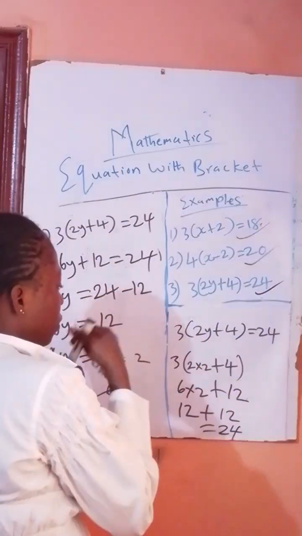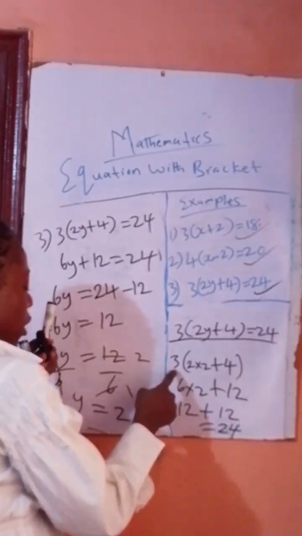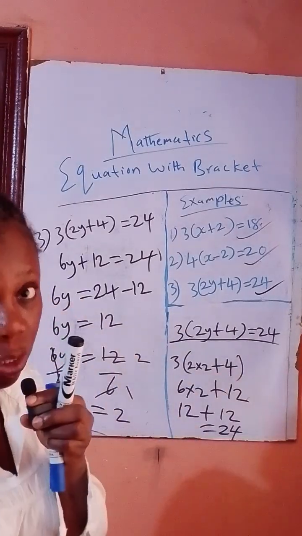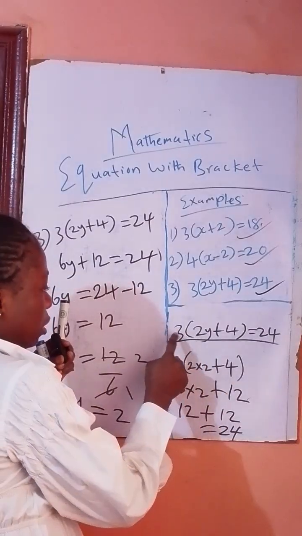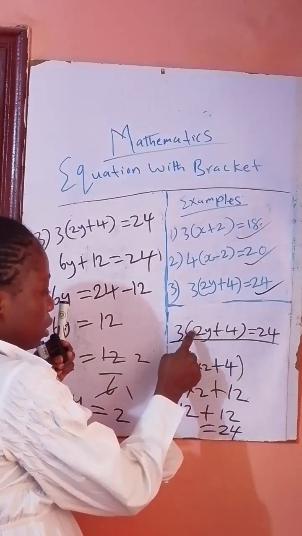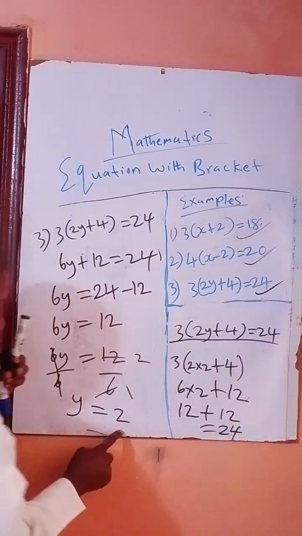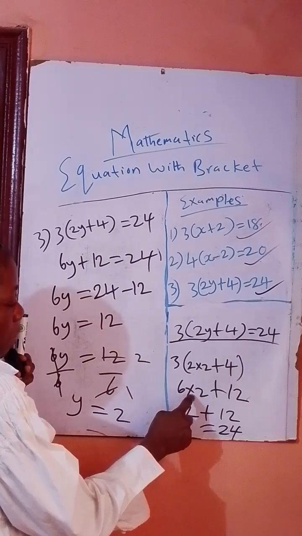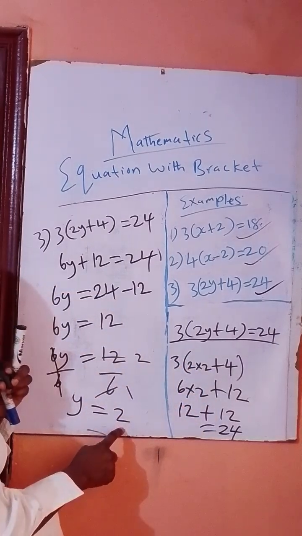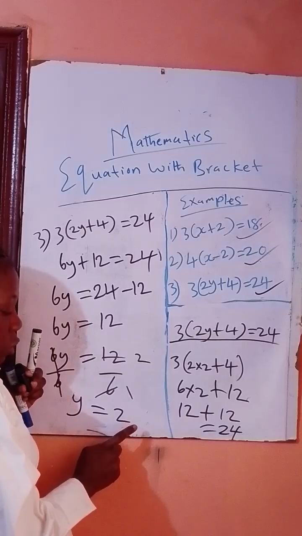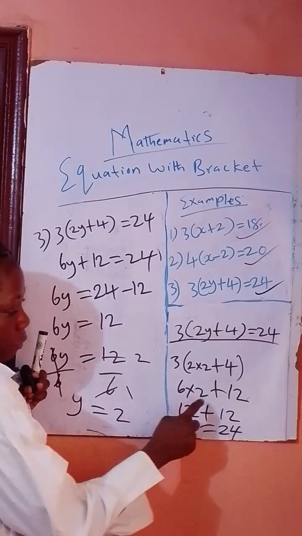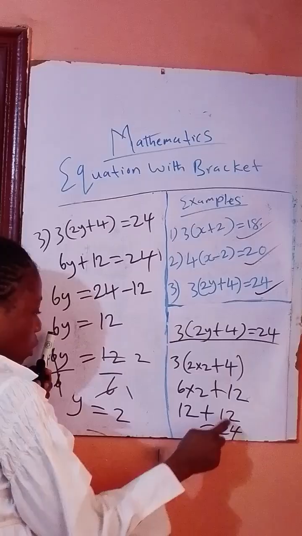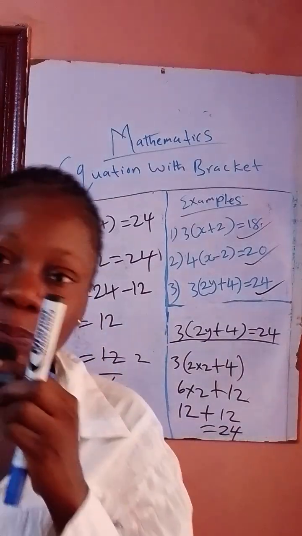This is our question. They gave us this question. Then instead of writing y, I will write 2 because our y now is 2. This 3 times this 2, which is y. 3 times 2 is 6, times this 2, which is y before. This is our 2. This is the 2 here, plus 3 times 4 is 12. 6 times 2 is 12, plus 12, which is going to give us 24.